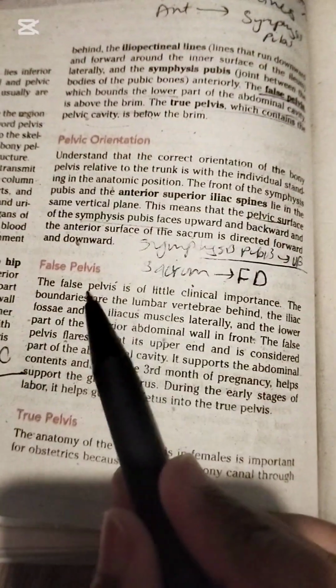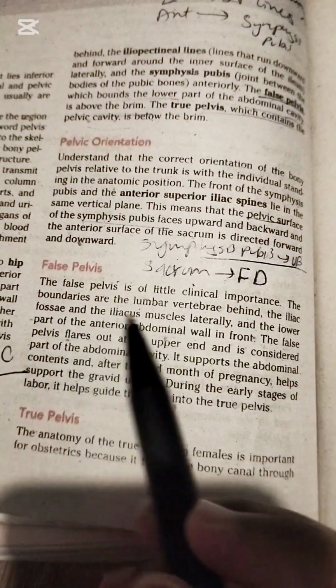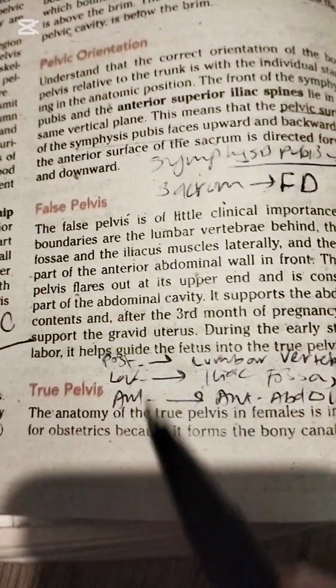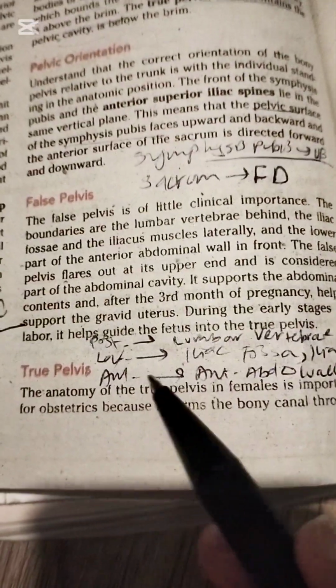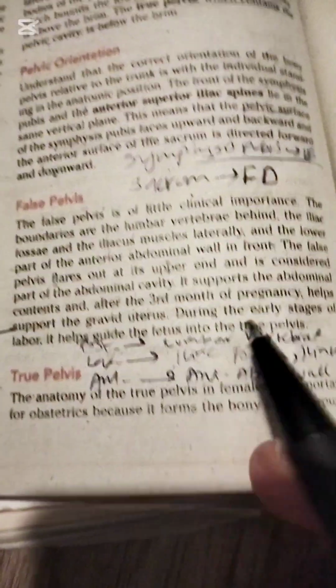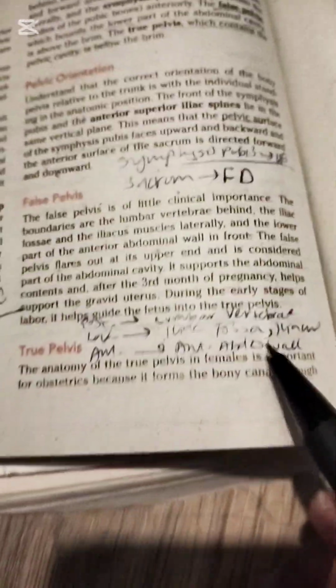Now let's talk about the false pelvis. It is of little clinical importance. Now let's talk about the boundaries of the false pelvis. So posteriorly, lumbar vertebrae are present. Anteriorly, anterior abdominal wall is present, and laterally, iliacus and iliac fossa are present.